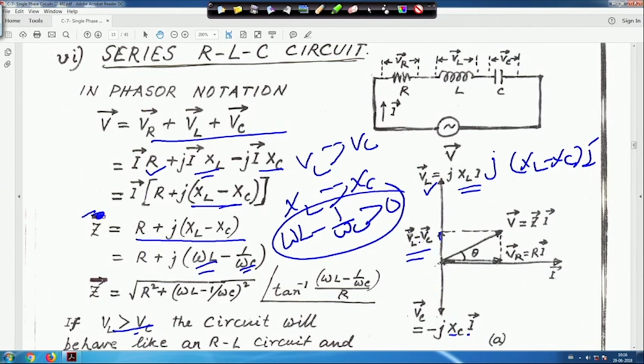It is VL minus VC that is taken. Here this side is the negative side, that is why you have taken it, but when you take this difference, please do not do that. At that time you make it jXL minus XC. This is the phasor representation.